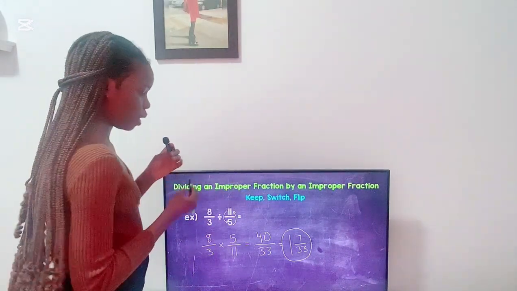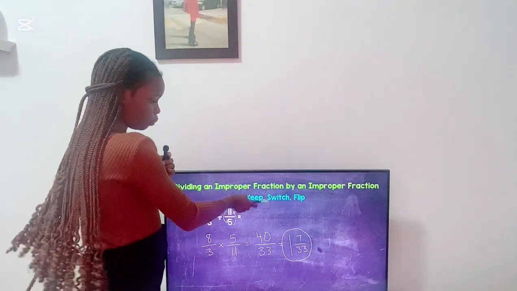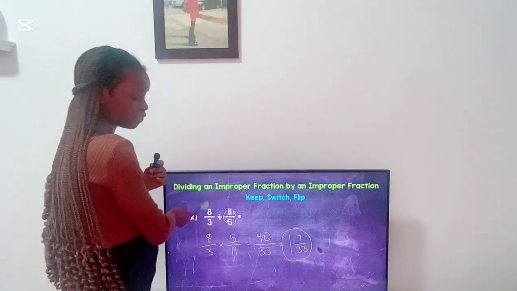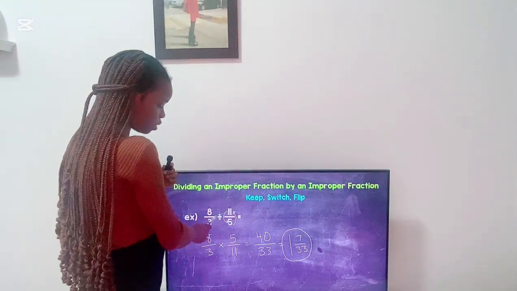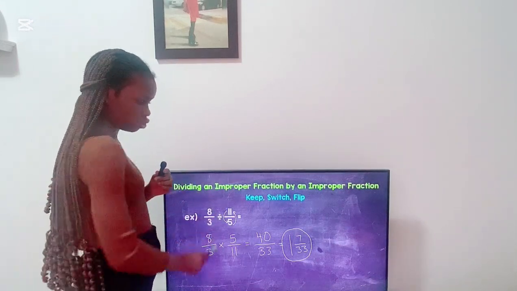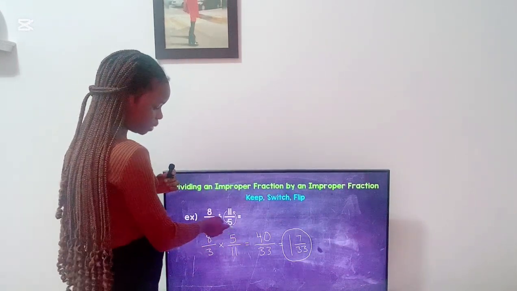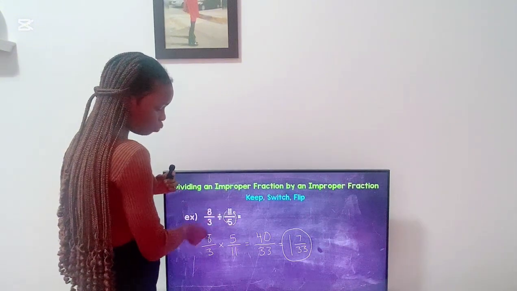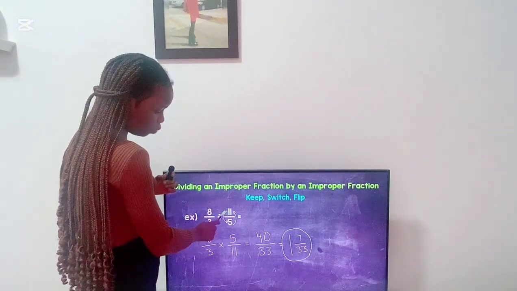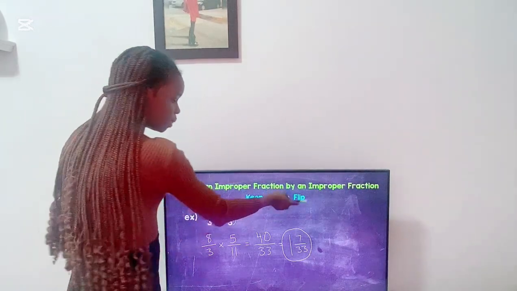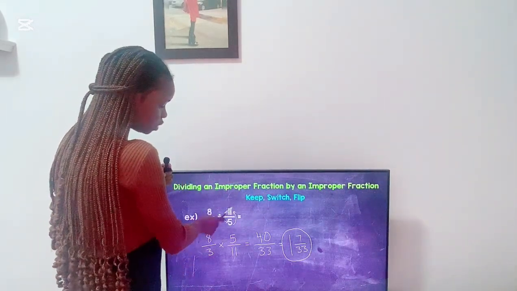Basically, what they mean by keep, switch, flip is we'll keep this fraction, so we'll leave this one the same, and then we switch from division to multiplication, and then we flip. So the denominator will become the numerator, and the 11 will go down and become the denominator. That's what they mean by keep, switch, flip. That's the method we are going to be using for dividing an improper fraction by an improper fraction. So without further ado, let us get into our example.